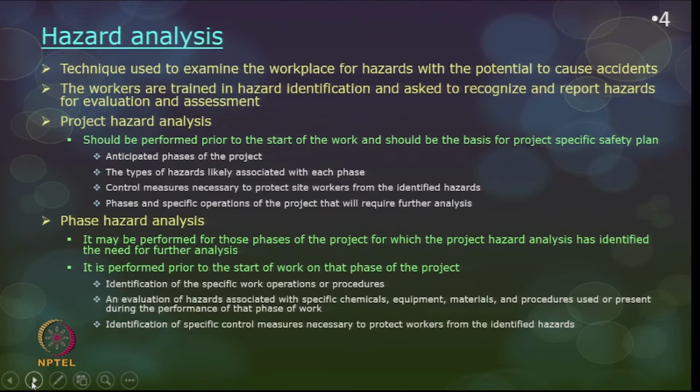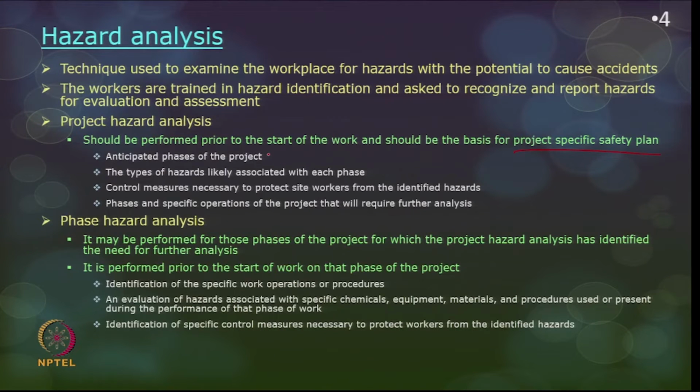So, project hazard analysis can be identified with the help of the project safety plan. With that you can partially identify the different hazards linked with equipment and major operations. It is easy for you to pick out. So, anticipated phases are all identified. The types of hazards linked with each phase you can link up. Control measures to some extent you can foresee in the design phase and partially in the construction phases also. Phases and specific operations that will require further analysis you may have to identify and narrow down.